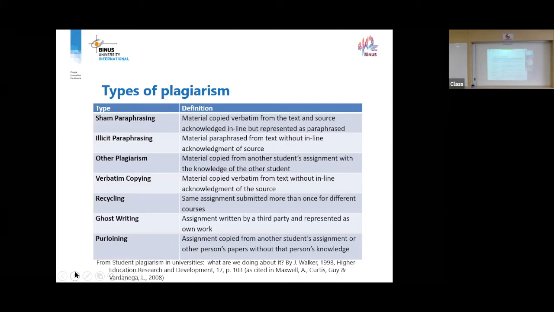So material copied verbatim, meaning word for word from the text, and the source acknowledged in line, but represented as paraphrased. That means you put in the source there in your work, right? But you copy the words of the source without putting any quote marks, for example. So as a reader of your work, I will consider that as your own words, but the idea is from the source. And that's a no-no, all right? So that is an example of plagiarism.